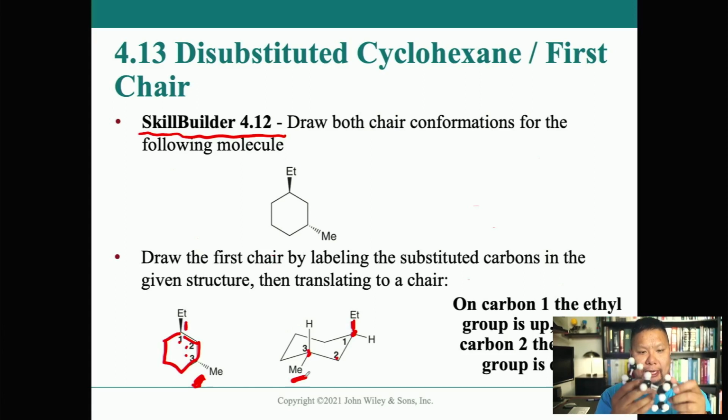Wait, actually, no. Something happened here. I changed the chair. Okay, that was one of the other chair conformations. Let's go to the chair conformation that's actually in the picture shown, which is this one, because there's multiple. There we go. That's what I meant to show you. Yep, right there. See? And now the ethyl is pointed upwards, and the methyl is pointed back towards me now.